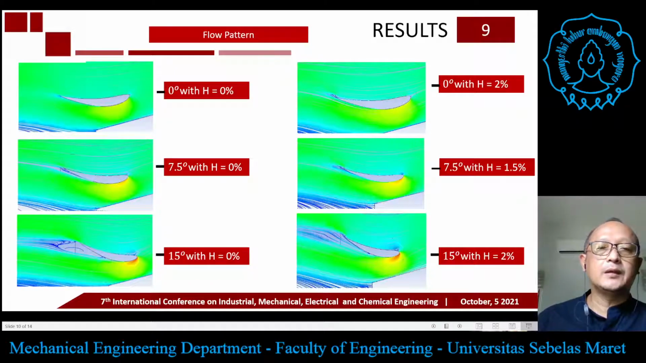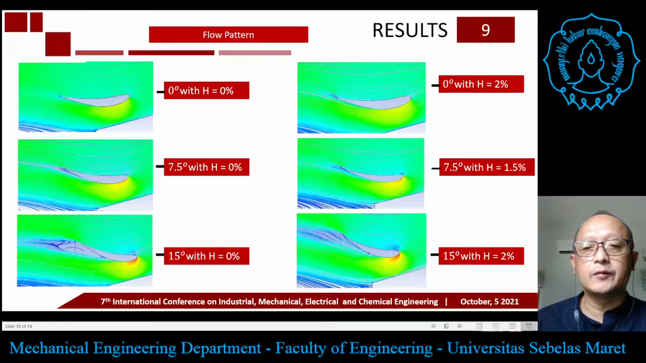This is the result, the flow pattern around the rear wing. We compare, on the left side, the flow pattern of the rear wing without Gurney flap, and on the right side, the flow pattern with Gurney flap.